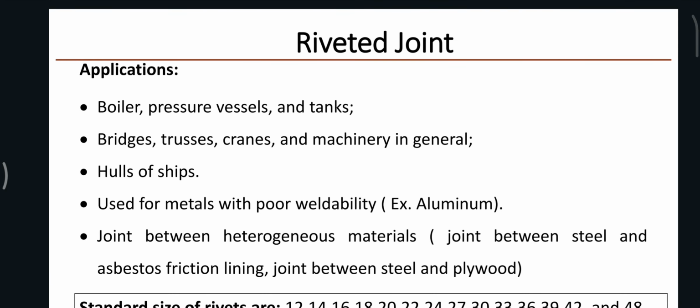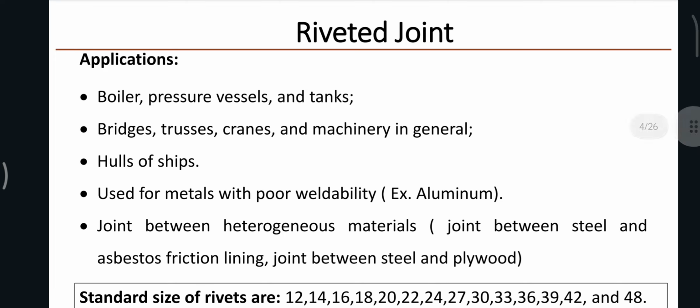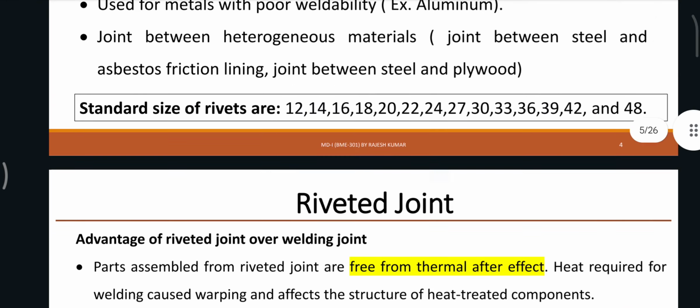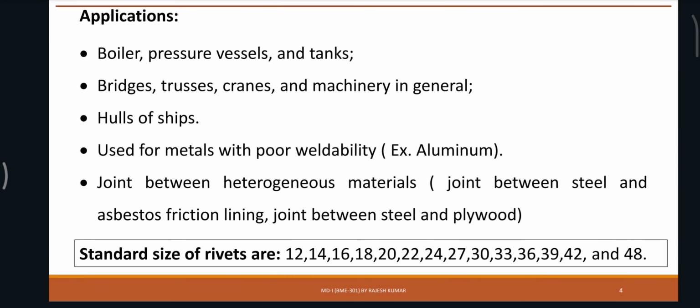Application of riveted joint: boiler, pressure vessel and tank, bridge, truss, crane and machinery in general. Hulls of ship used for metal with poor weldability. Example, aluminum. Joint between heterogeneous material. Example, joint between steel and plywood. There are some standard sizes of rivet: 12, 14, 16, 18, 20, and so on.